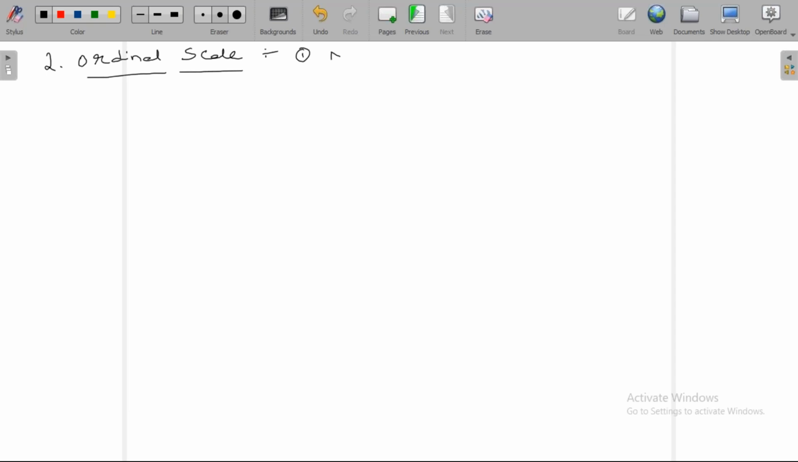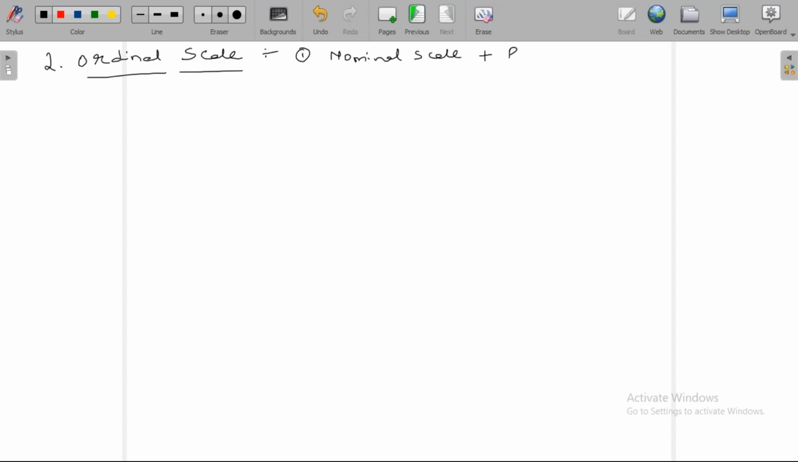I can definitely say that A is greater than B, B is greater than C, C is greater than D. That means I am ranking them: first rank, second rank, third rank, fourth rank. So it is categorical values only, but we can rank them.